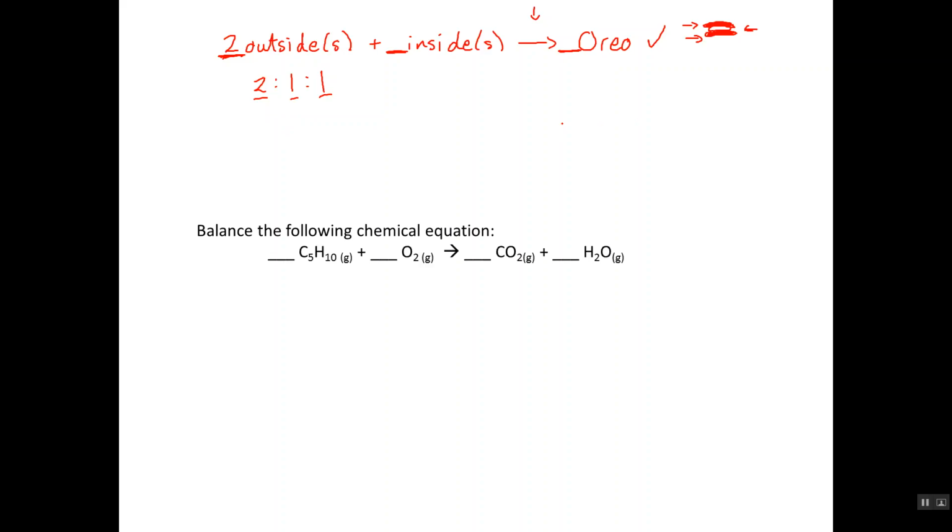If I wanted to make 5 Oreo cookies, I would need 5 insides and 10 outsides. This ratio is always the same. 10 to 5 to 5 is just a multiple of the ratio of 2 to 1 to 1. So chemical equations follow this same thought process. And how I like to balance chemical equations is, with our Oreo example up here, there wasn't a lot to keep track of. There were some outsides and some insides and some Oreos.